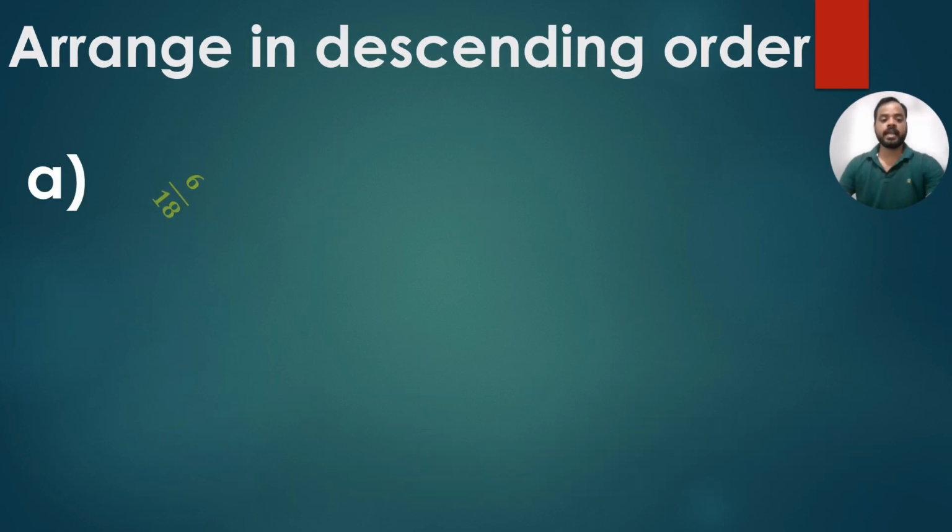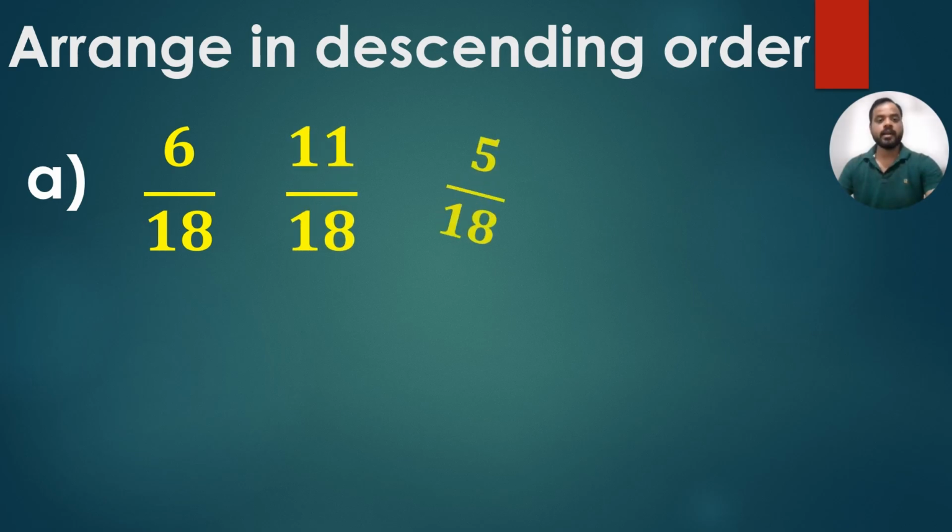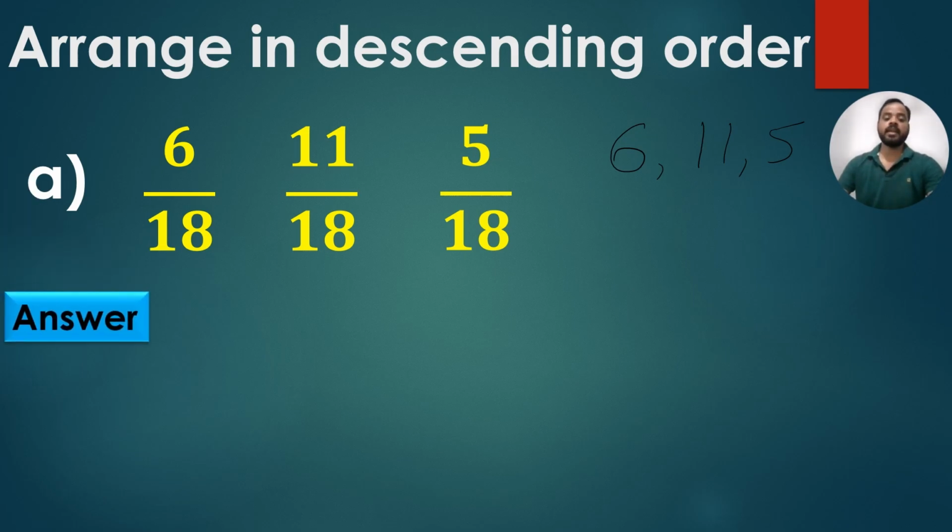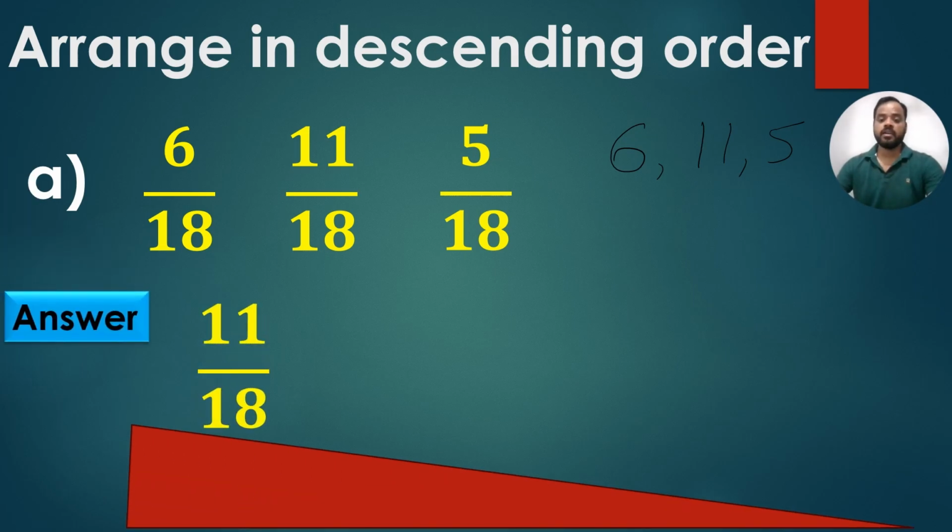Now we will see an example to understand how to arrange fractions in descending order. We are given three fractions. Out of 6, 11 and 5, we see that 5 is the smallest. So how do we write the numbers in descending order? 5 is smaller than 6 and 6 is smaller than 11. So which is the greater number? The greater number is 11.